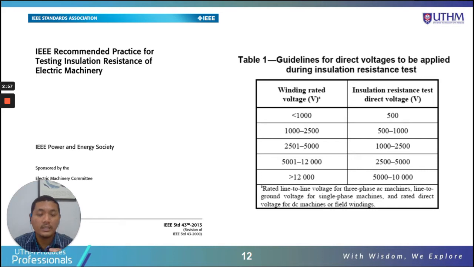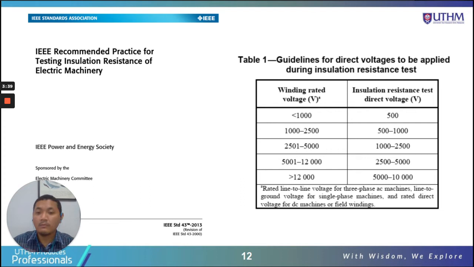If the motor, for example, is rated at 5 kV, then you need to use a voltage value between 1000 and 2500 volts. This is the voltage value that needs to be injected into the motor to perform the IR test. So the standard provides this kind of detail so that you follow the standards.